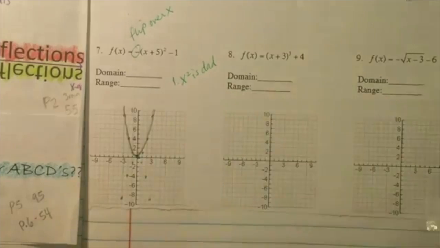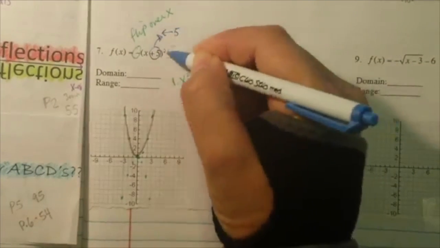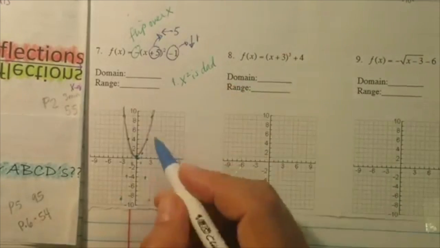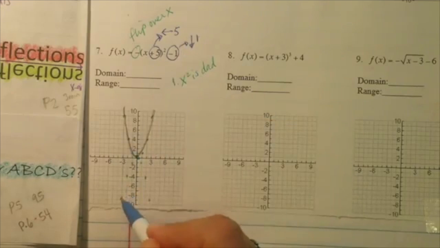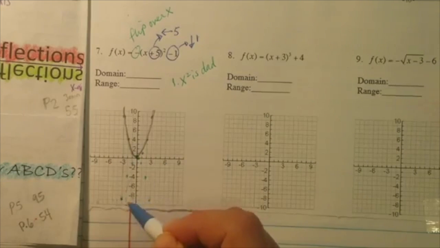Alright, don't join it yet. Now what you're going to do with each one of those points is plus 5 is left 5 and minus 1 is down 1. So you're going to take each point left 5 and down 1. You can't really see because I've taped it.